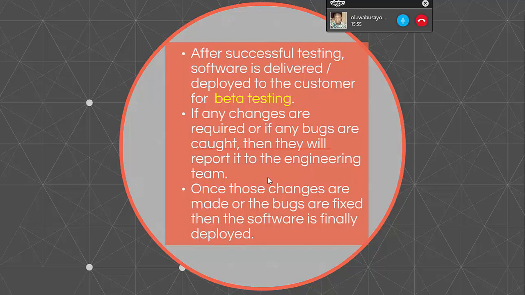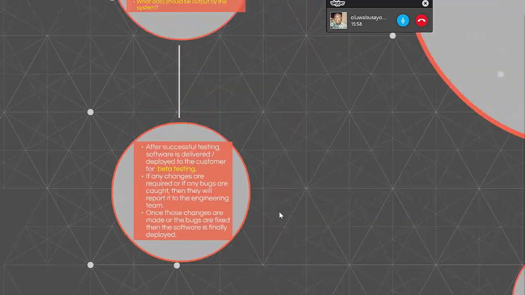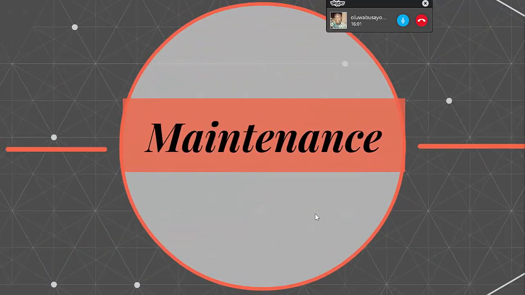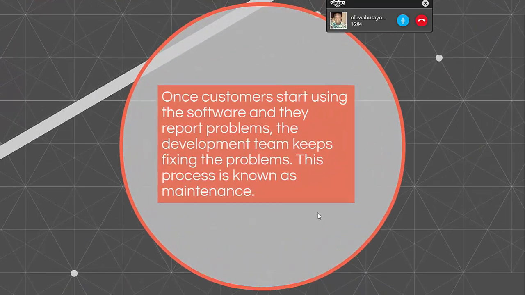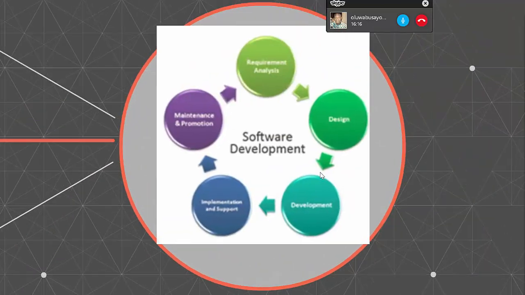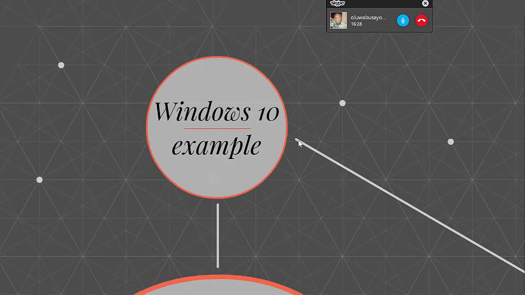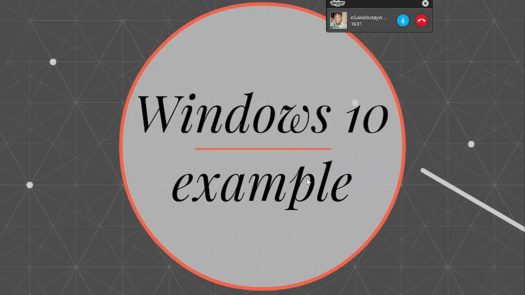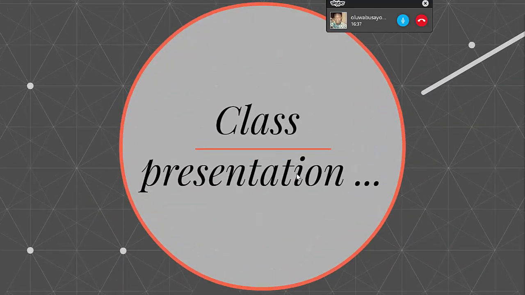So that's beta testing, and when everything is more or less fixed, it's finally deployed, and then you start with maintenance of the software. Maintenance means keeping check of all the bugs or problems that will arise and fixing them. So that's essentially what maintenance means. In this diagram, I provided you the flow. As I said, it's cyclical, and there are loops moving all around the place. So having given this background, let's move on to the example of Windows 10.